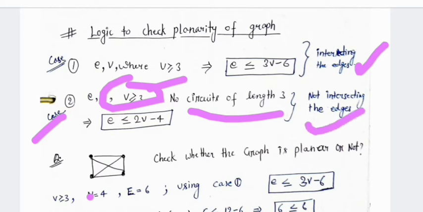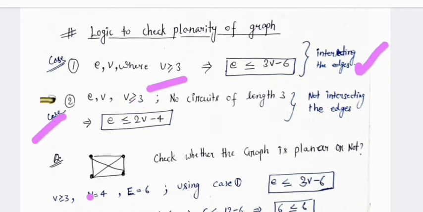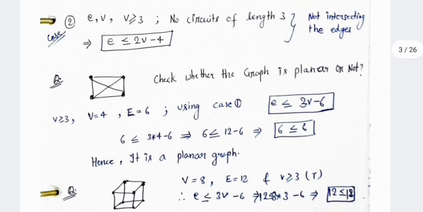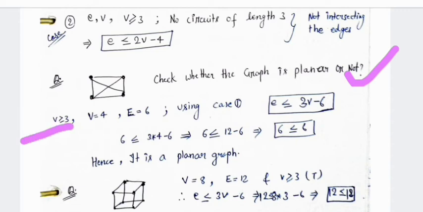Now come to the questions to clarify all the concepts. Here a question is given like this. This graph is given here. Now we check whether the graph is planar or not. Firstly, we check that vertices is greater than or equal to 3. Yes, this is satisfied, because the total number of vertices is 4 and edges is 6.